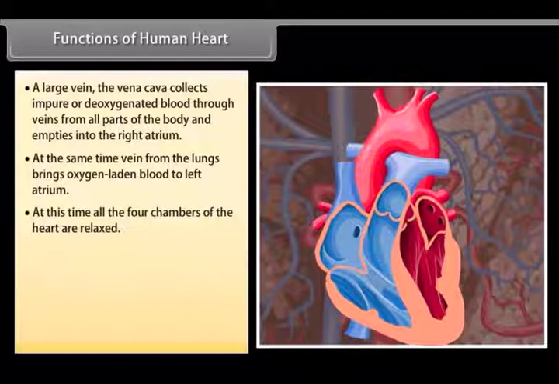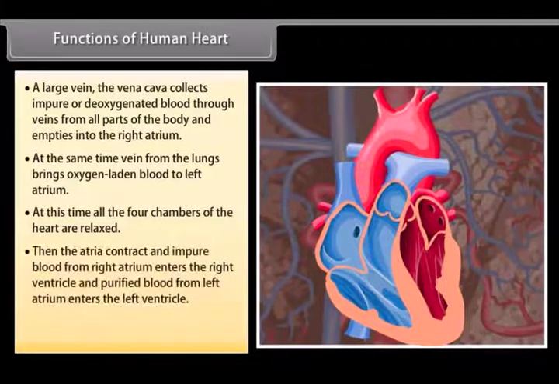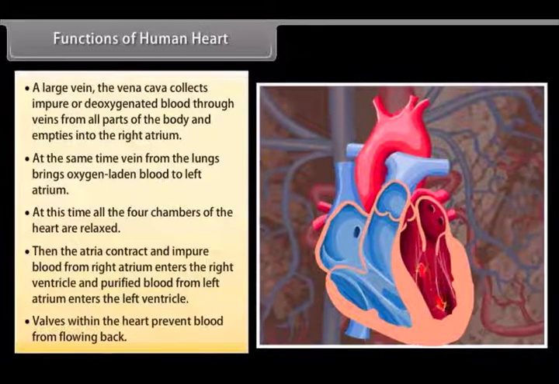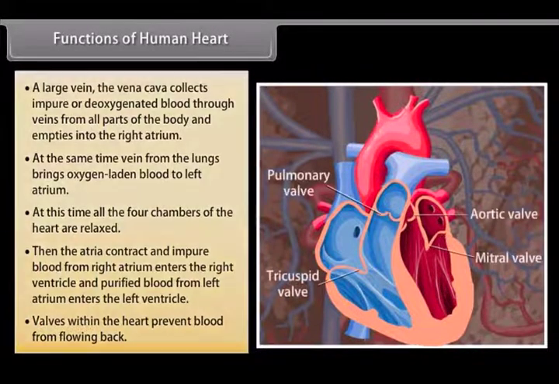At this time, all the four chambers of the heart are relaxed. Then the atria contract and impure blood from the right atrium enters the right ventricle and purified blood from the left atrium enters the left ventricle. Valves within the heart prevent blood from flowing back.